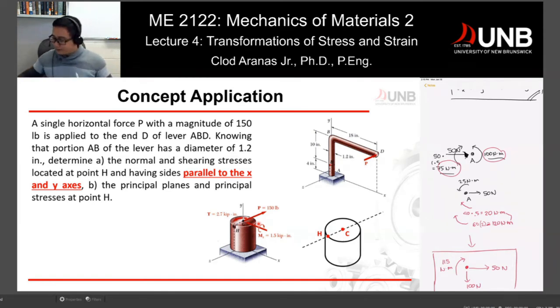But let's first read the problem. So now, a single horizontal force P, which is this one here, with a magnitude of 150 pounds, is applied to the end D of lever ABD. So your lever is A, B, and D. Knowing that portion AB of the lever has a diameter of 1.2 inches, so the diameter at this point is 1.2. Determine the normal and shearing stress located at point H, which is point H here, and having sides parallel to the X and Y axis.